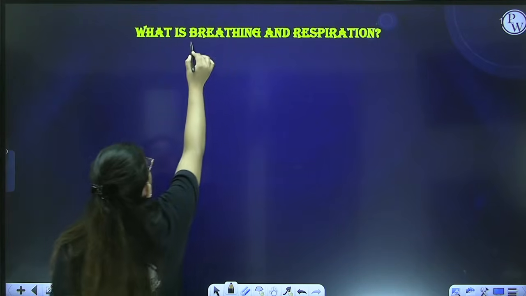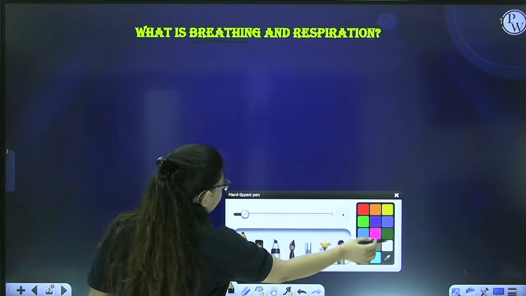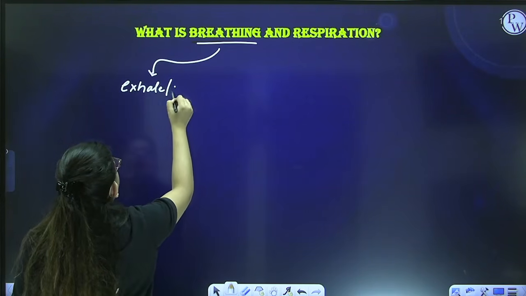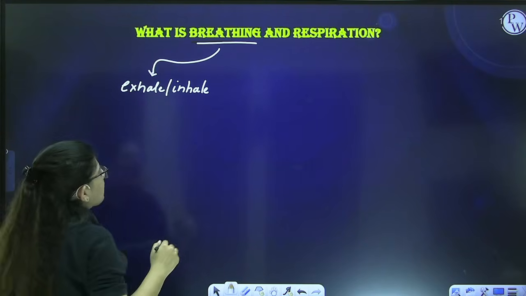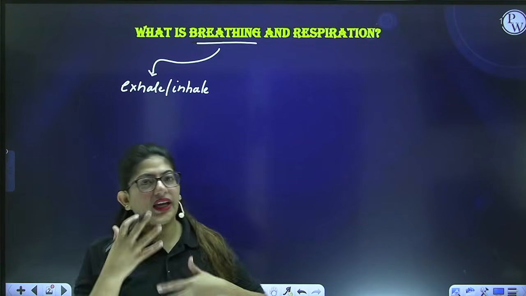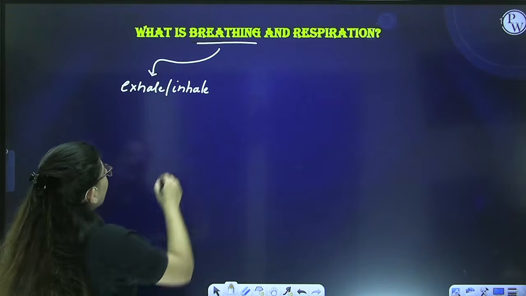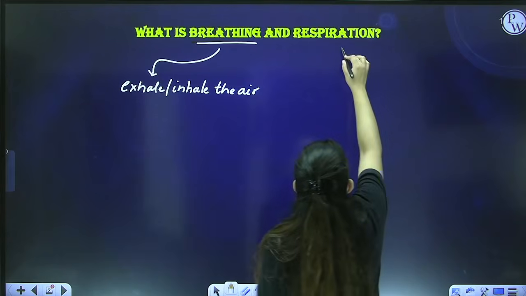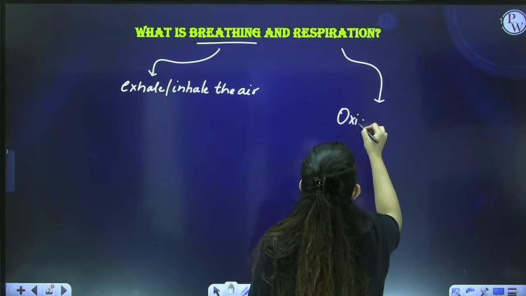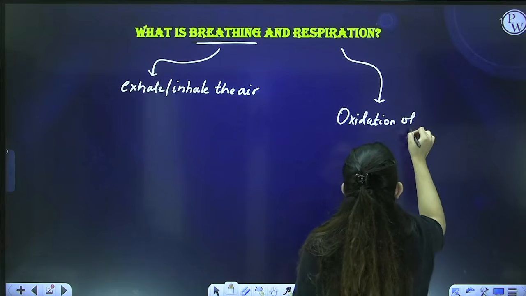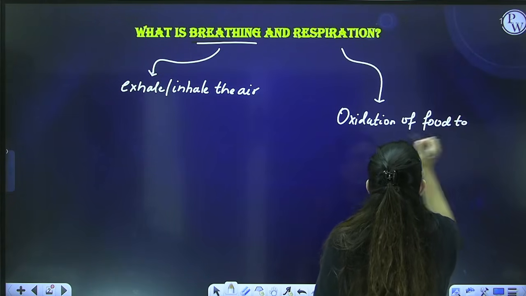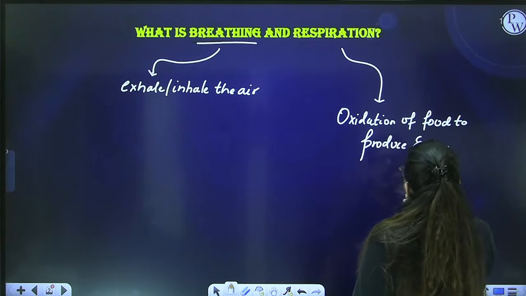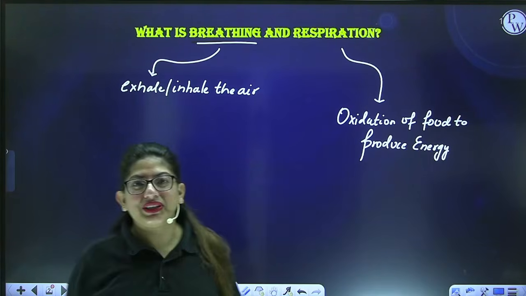So in breathing, we inhale or exhale. Right? It's basically just a mechanical process. You're taking in the air and you're exhaling the air. Whereas respiration involves oxidation of food to produce energy. Fine? Alright, so this chapter is all about breathing and respiration.